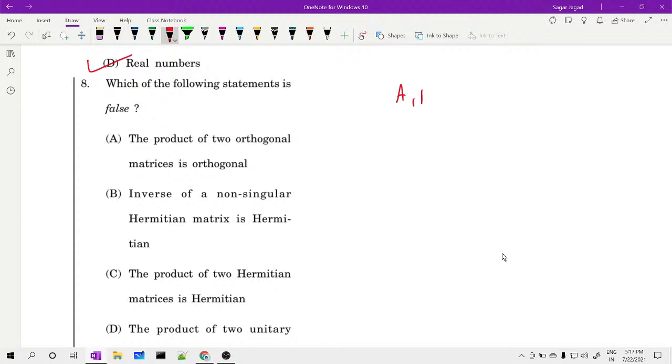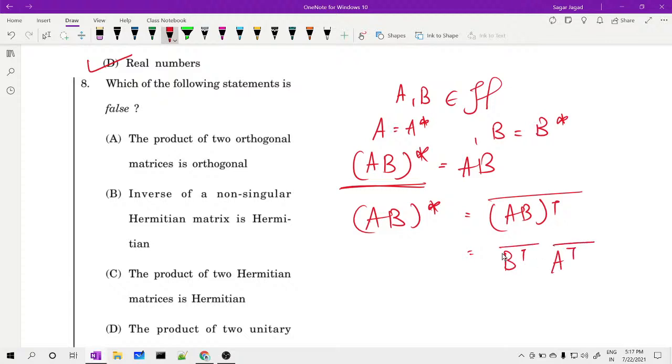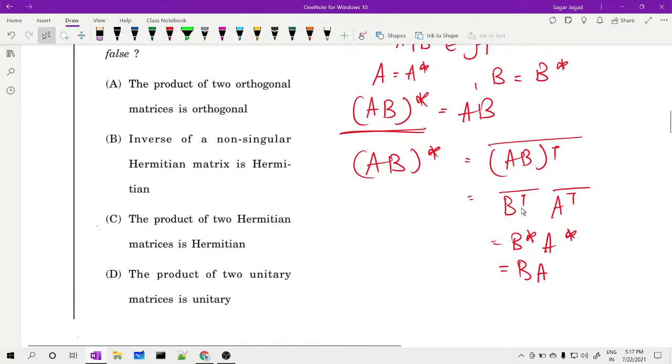So let A and B be two Hermitian matrices, right? That means my A is equal to A star and my B is equal to B star. What I need to prove is the product is Hermitian. That means I need to show that my AB whole star is the same as AB. Now let us think about this AB star. My AB star is nothing but AB whole transpose and then conjugate. So it is nothing but B transpose conjugate, A transpose conjugate, that is B star, A star. And that cannot be the same as something that you are looking for, right? So this could be the same as BA. Nothing else you can write in its place. So the product of two Hermitian matrices is not Hermitian.